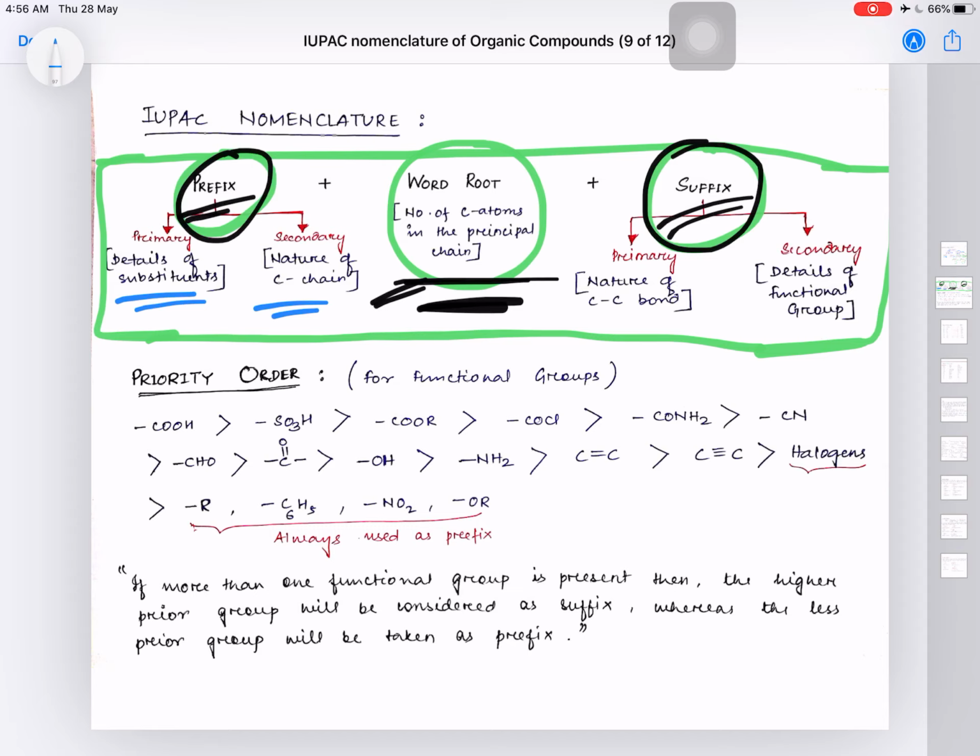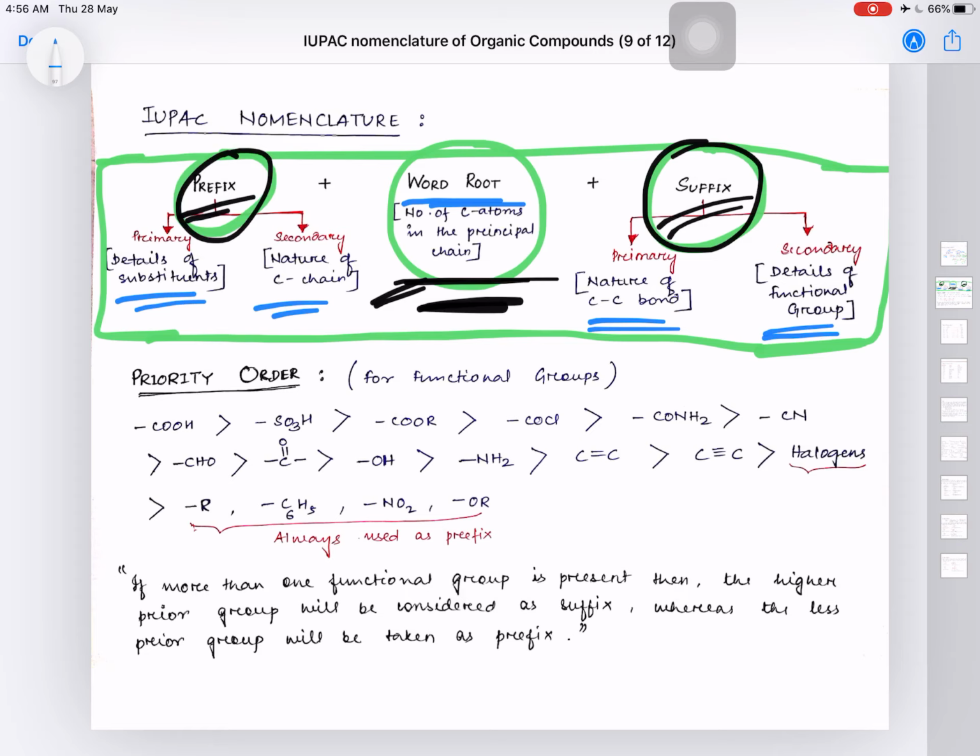For the suffix also we have two parts, primary suffix and secondary suffix. In the primary suffix we get the nature of the carbon-carbon bond. If multiple bonds are present, such as a double bond or triple bond, those will be written before the functional groups, which come in the secondary suffix. So this is the basic formula of IUPAC nomenclature. First you write the prefix, then the word root, which consists of the parent chain, and then the suffix, which includes your multiple bonds or functional groups.